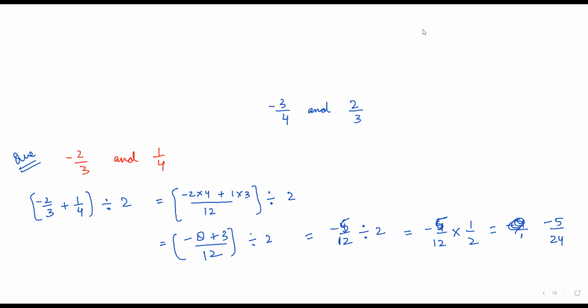Come on. Okay, so these are the two numbers, right? How will you solve it? You will write the rational number between minus 3 by 4 and 2 by 3. What is that number? It is equal to, you can write, minus 3 by 4 plus 2 by 3 divided by 2. Understood? This is the number.